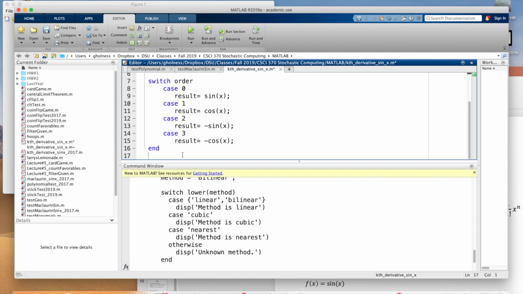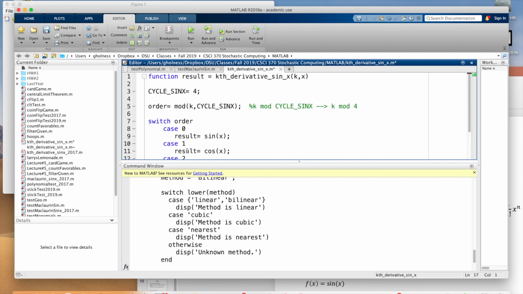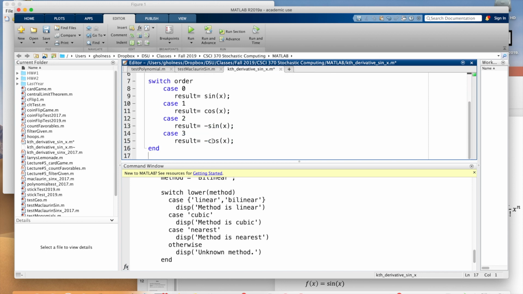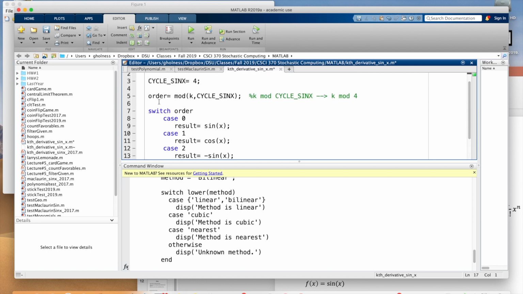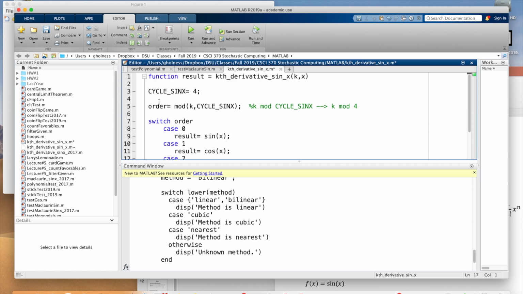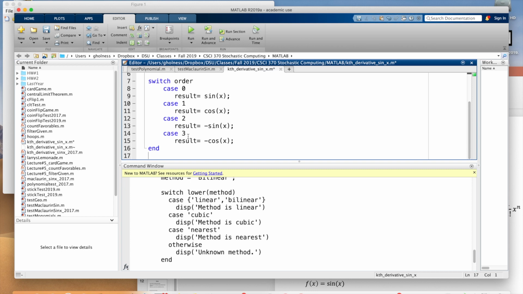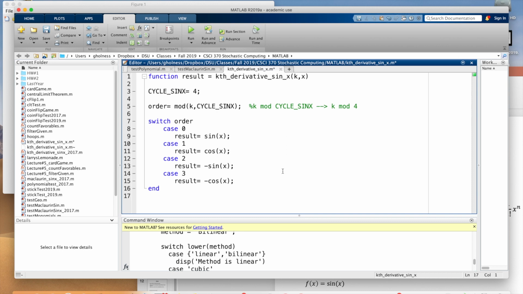Okay, so we do that, and this is our kth derivative of sine x. If we said the 0th derivative, that's sine. If we said the third derivative, that's minus cosine. If we said the fourth derivative, mod would return 0 because 4 mod 4 is 0, and then we'd do the sine x. So that looks like it'll work. Any questions about it? Make sense? Okay, so that's our implementation of the kth derivative of sine x evaluated at some value x.